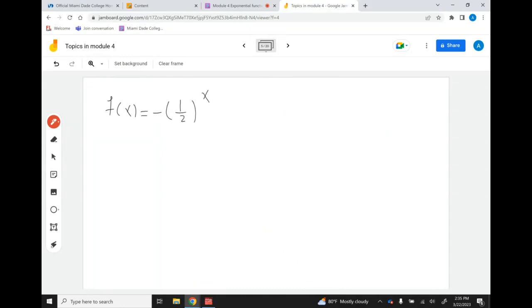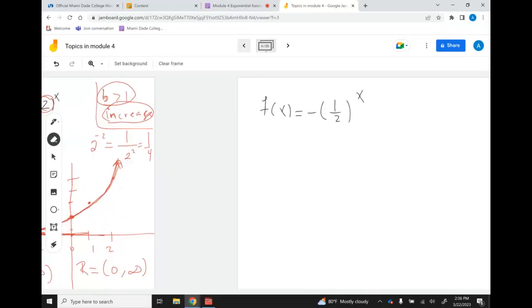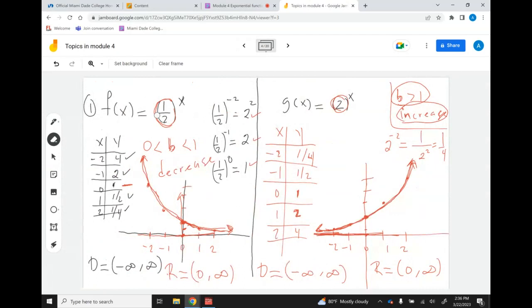Something that I want to mention very quickly is that sometimes you might see this, and I have to be honest with you that I don't like it when I see this. I prefer to use parentheses on the base, so that the negative is outside the parentheses and not in the base, okay? And so what do you think this negative outside the parentheses does? Well, you already have the graph of this one. You see, you already have it.